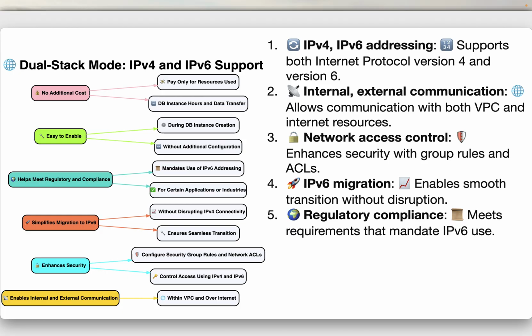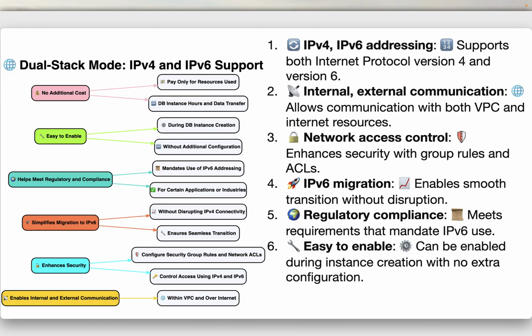Fifth, helps meet regulatory and compliance requirements. Dual stack mode assists in meeting regulatory and compliance requirements that mandate the use of IPv4 addressing for certain applications or industries. Sixth, easy to enable during DB instance creation. So you can easily enable dual stack mode when creating a new DB instance through the Amazon Management Console, CLI, or API.